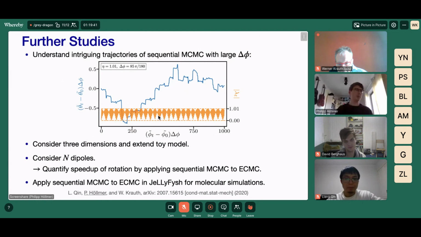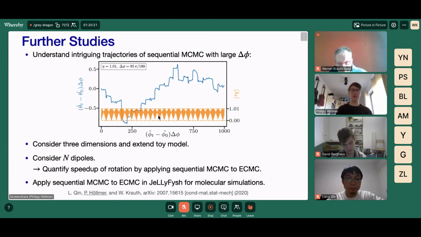Of course, it's also always possible to consider more dimensions. Right now we only looked at 2 dimensions. The water molecules in the end will be in 3 dimensions. And of course, you can also extend the toy model. So instead of just coupling 2 atoms by these flat indices, you can couple 3 atoms, for example. What we are already working on is to consider a collection of these dipoles still in 2 dimensions. And of course, there it will be really important to apply our sequential schemes to Metropolis and to ECMC, and we will see there how ECMC gets well sped up by this idea.